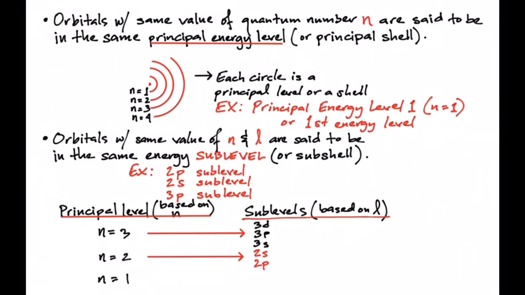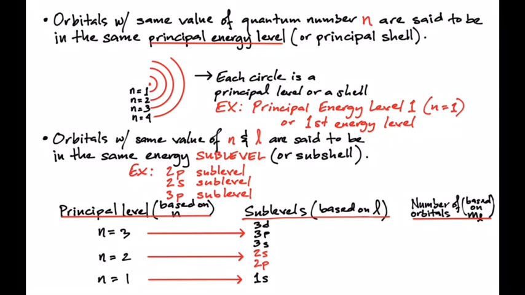And for n equals 1, the only value of L is 0 because it's n minus 1. So 1 minus 1 is 0. So the only value of L is 0, and 0 represents S. And so we only have one S sublevel.